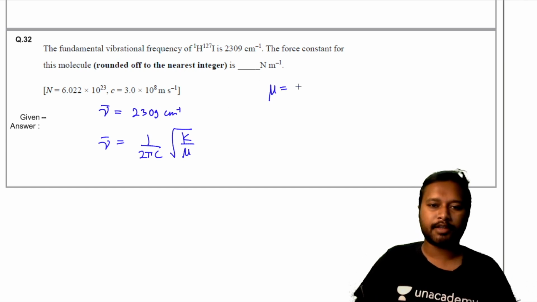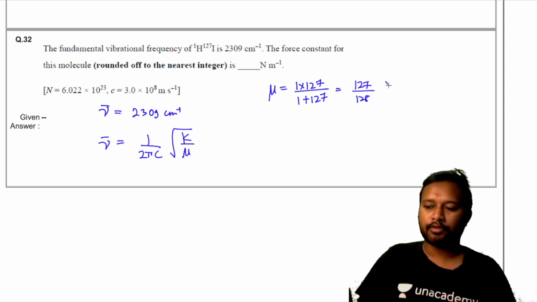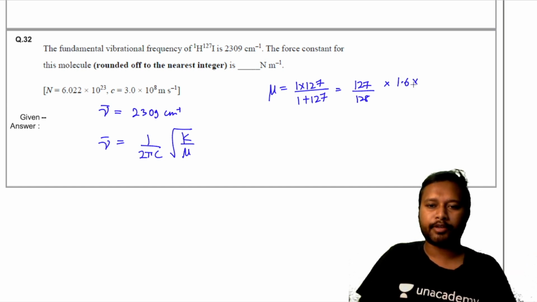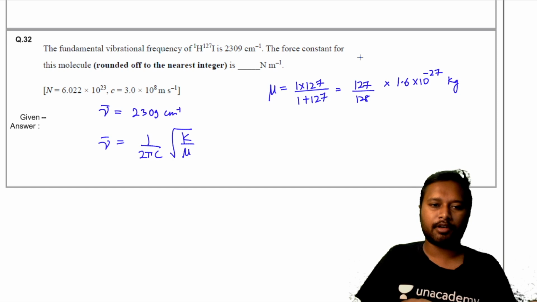So reduced mass is m1 m2 upon m1 plus m2. So 1 into 127 divided by 1 plus 127. This becomes 127 upon 128. This will be in grams. So convert this into kilograms by dividing by Avogadro number, or you can simply multiply by 1.6 into 10 to the power minus 27, and this will make it in kg. This will convert this mass into kg. If you have not done this, then the answer will not be correct.